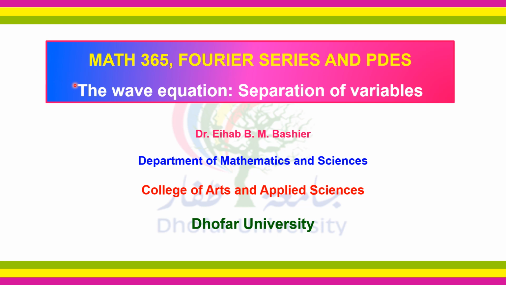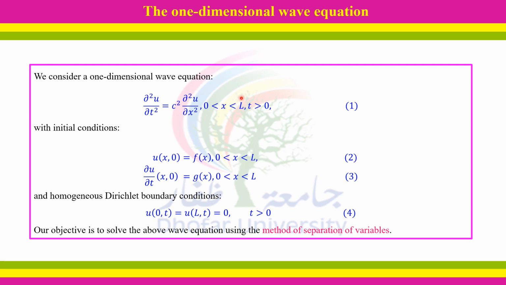Our lecture today is about the solution of the wave equation using the method of separation of variables. So at the beginning, we start by stating the problem. We are given this wave equation, partial square u by partial t square equals c square, partial square u by partial x square, for x in the interval from 0 to L and t bigger than 0.